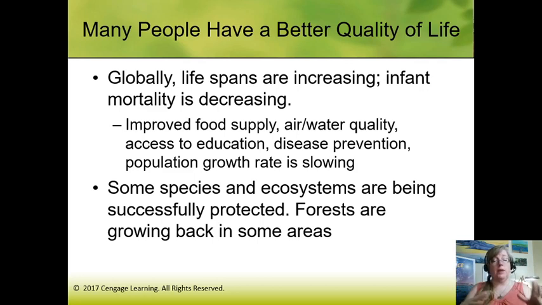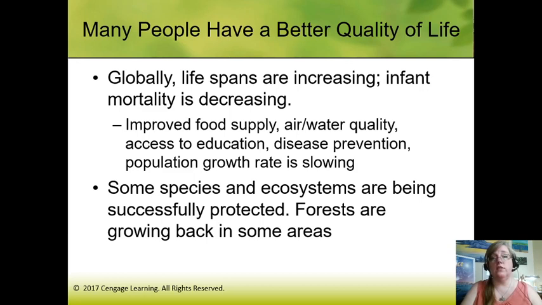Disease prevention, population growth is slowing down, which is great. Some of the species and ecosystems are being successfully protected. We are making some progress protecting some of the species and some of the ecosystems. And forests are even growing back in some areas.